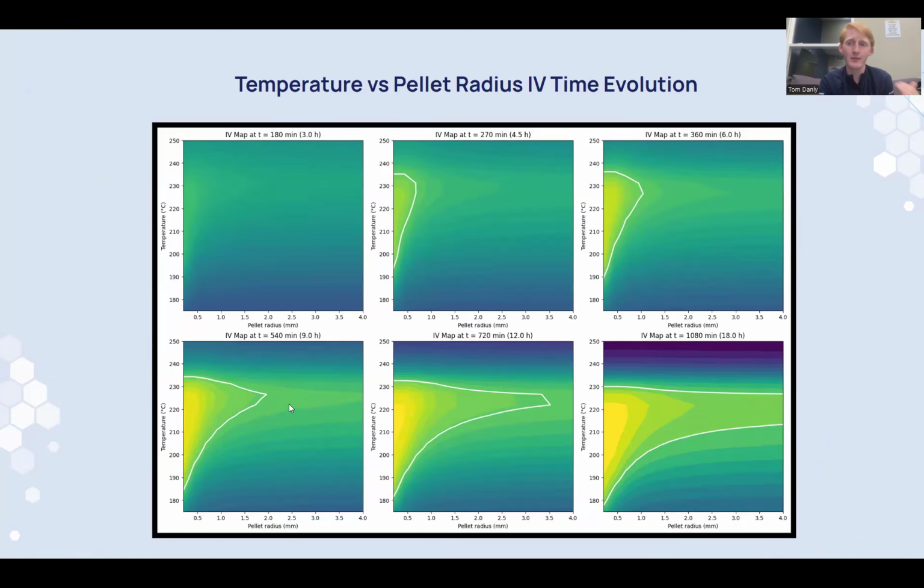We can see that increasing the temperature increases the intrinsic viscosity to a certain rate until thermal degradation kicks in. We also see that decreasing the pellet size is generally more favorable because this allows for better diffusion of the ethylene glycol out of the system. We can also see that this optimal process window increases as you give the process more time.